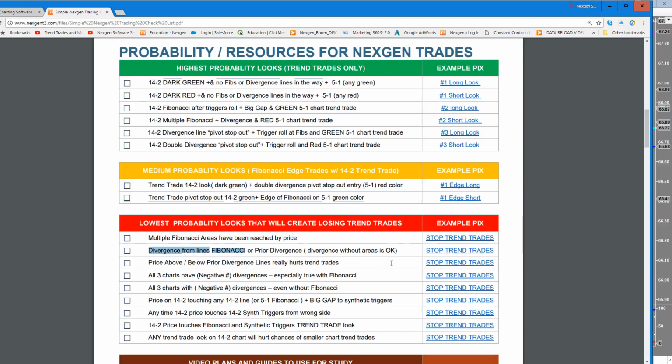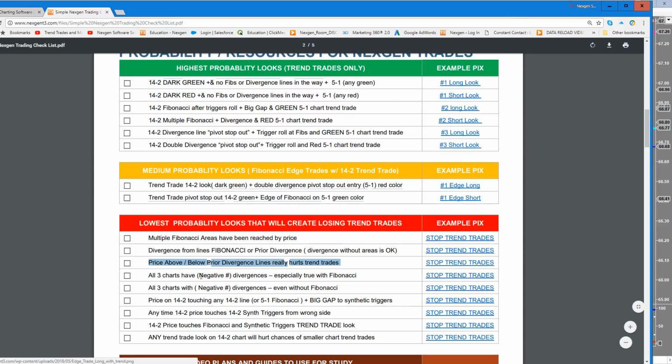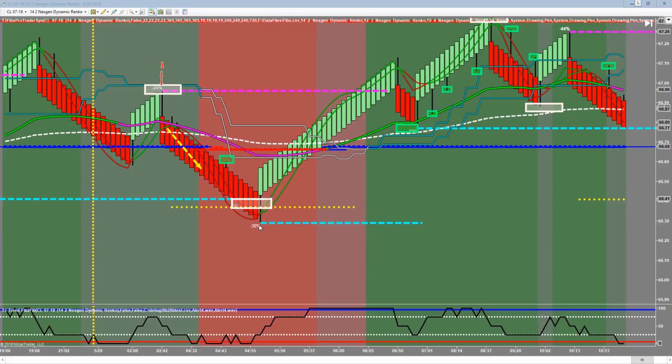Price getting above or below prior divergence lines really hurts your trend trades. And again, when you add in a negative number of divergence, it really helps everything that we do.